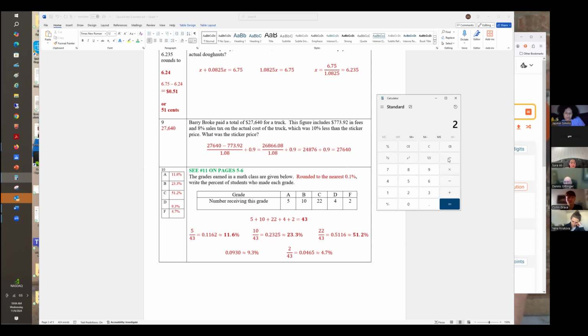And there's 2 F's. So 2 divided by 43 equals, you can mentally, 4.65. The 5's big enough, 4.7. Or if you want, on paper or calculator, move the point 2 places to the right. We're rounding it to the nearest 0.1%, which is the 6. The 5 is big enough, so you round it to 4.7. And that is all there is to it.